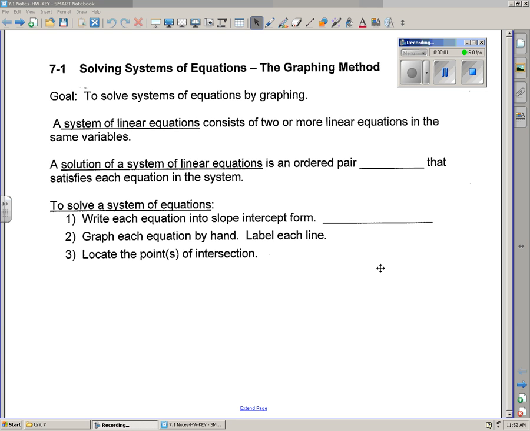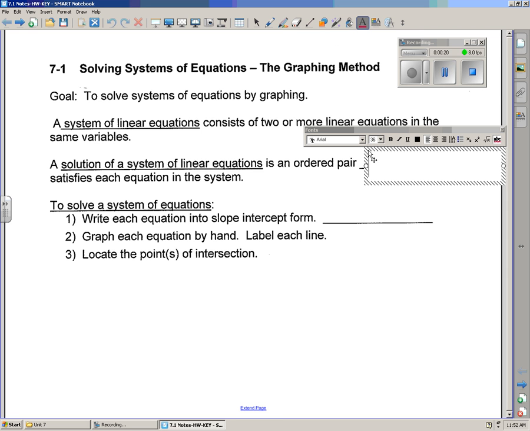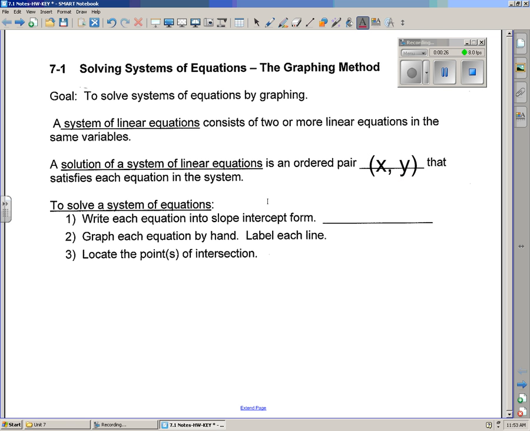Alrighty, so we are dealing with systems of linear equations, and we're going to deal with graphing methods. A system of linear equations consists of two or more linear equations in the same variable. A solution for a system of linear equations is an ordered pair. Remember, ordered pairs are always written as x comma y. So it's going to be x comma y that satisfies the solution.